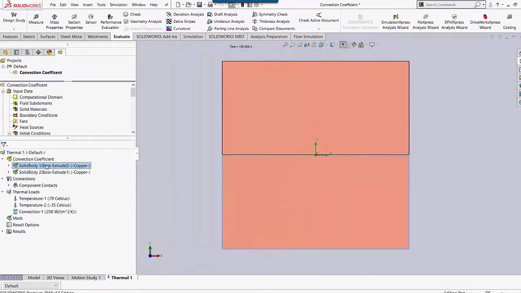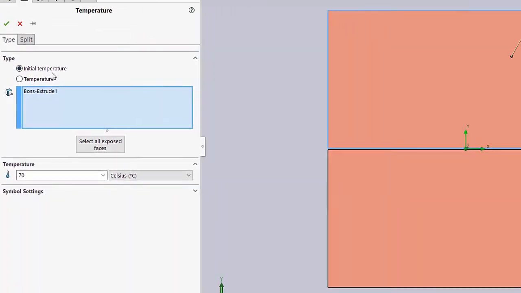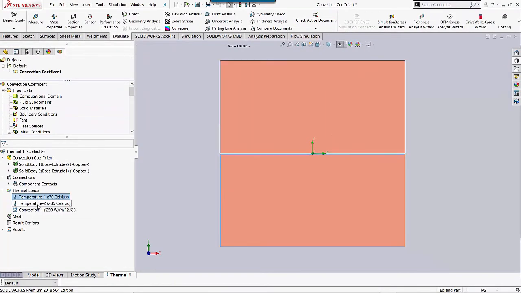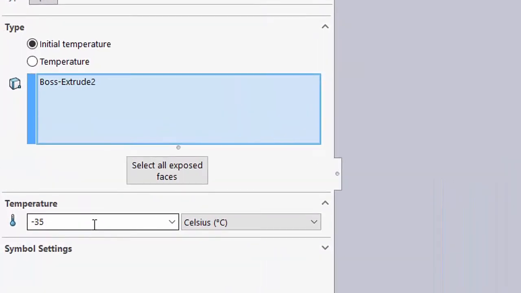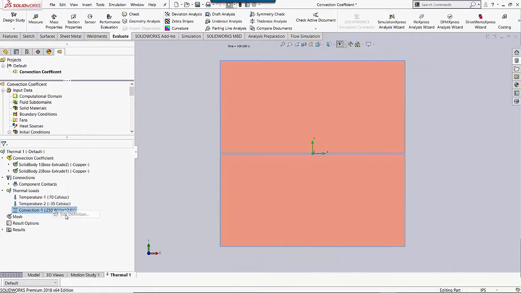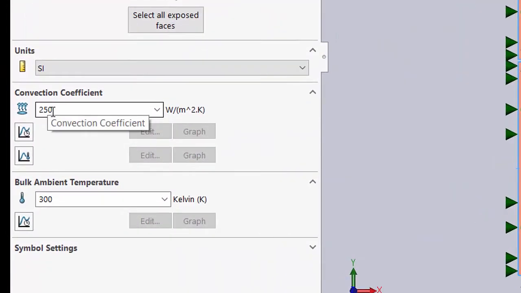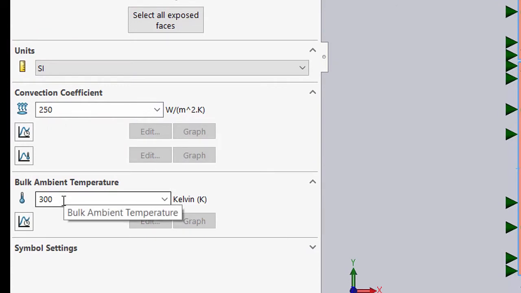For my bodies, I've got them both set to copper as their material properties. For my temperature loads, I have a 70 degree thermal starting load, initial temperature. And then for the bottom brick, I have a negative 35 degrees Celsius initial temperature. I also have a convection transfer on these bricks. The convection coefficient is 250 watts per meter squared Kelvin, and the ambient bulk temperature is 300 Kelvin.